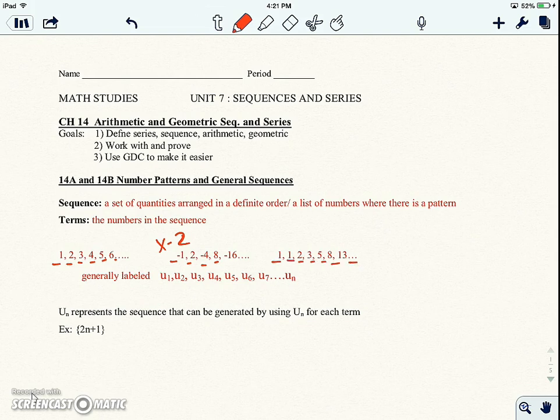That's actually a famous one. And if you can come to class with that one, you will get an extra credit point. Give me the name of that sequence.